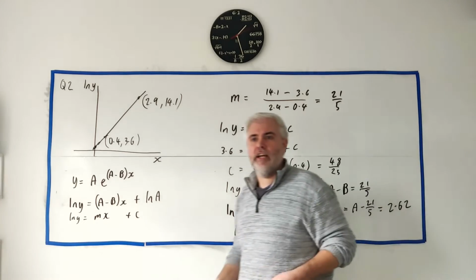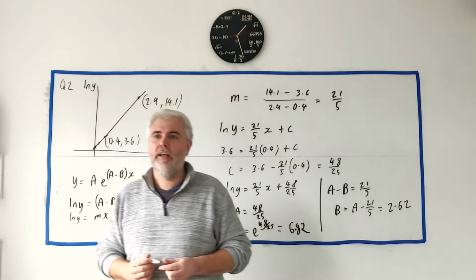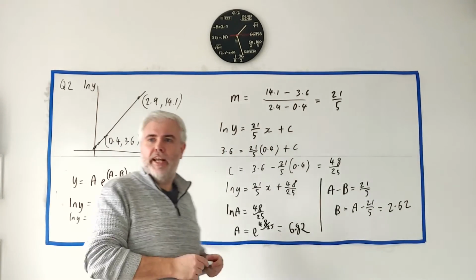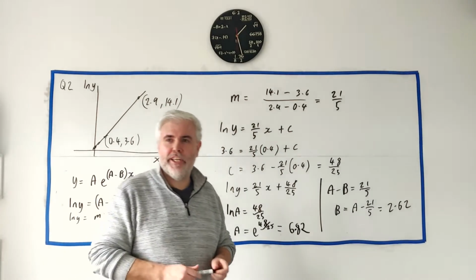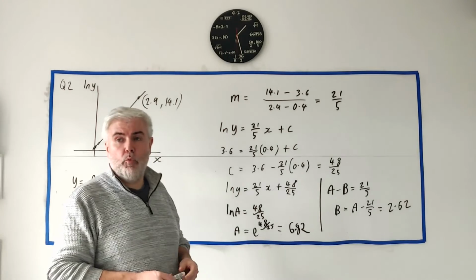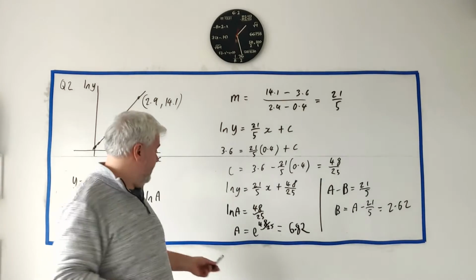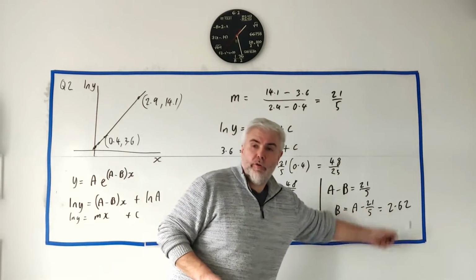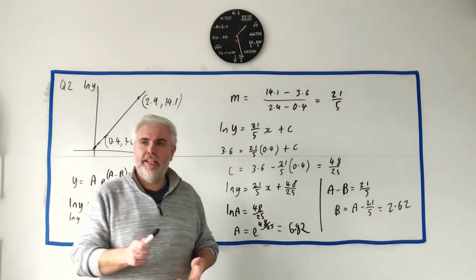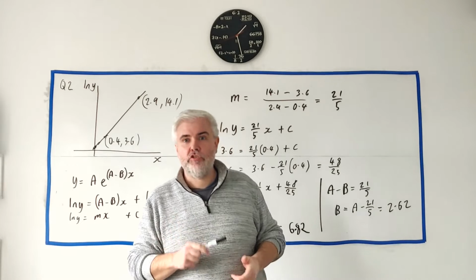2.62. Let me check the answer on another page as well. Oh, different answer for a. Oh no, okay, the answer I'm seeing there is natural log of a is 1.92. And then a is equal to 6.82. Okay, so these two are correct. Okay, hopefully that helped, and let's move on to question 3.